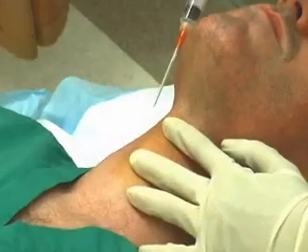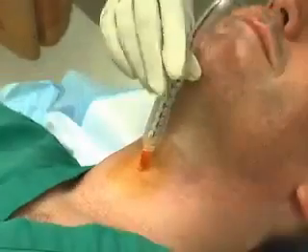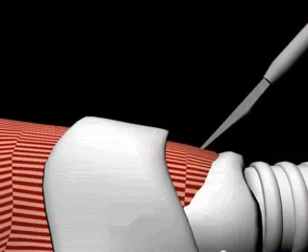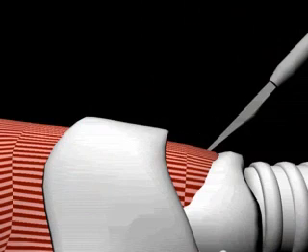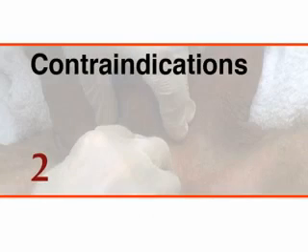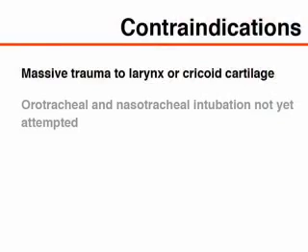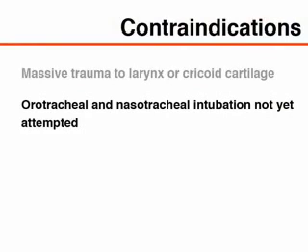Needle cricothyroidotomy is the preferred method of establishing an emergency airway in children younger than 10 to 12 years, since the larynx is more easily damaged by surgical cricothyroidotomy in this age group. Cricothyroidotomy should not be performed when there is massive trauma to the larynx or cricoid cartilage, or when orotracheal and nasotracheal intubation are viable options but have not yet been attempted.